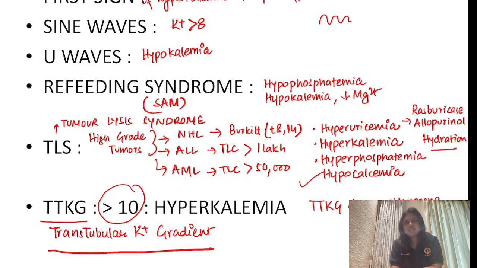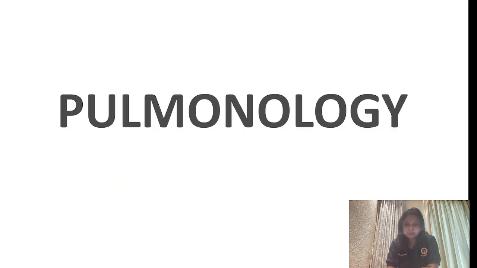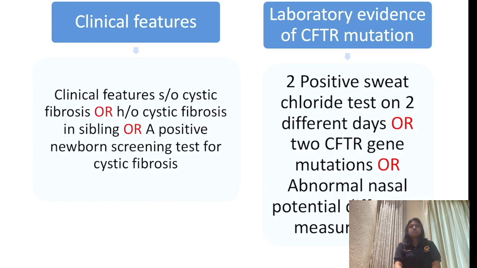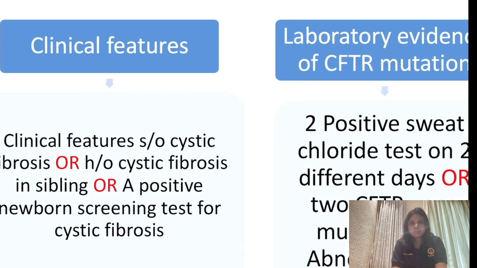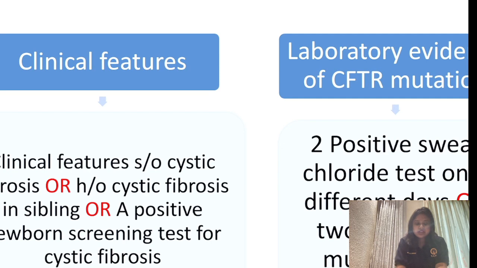Because it is another very, very important topic. So that finishes my pediatric endocrinology, and now we are going to start with the pediatric pulmonology. For starting pediatric pulmonology, we are going to do one of the very, very important topics, that is cystic fibrosis. Now in cystic fibrosis, we need to know how do we diagnose cystic fibrosis.